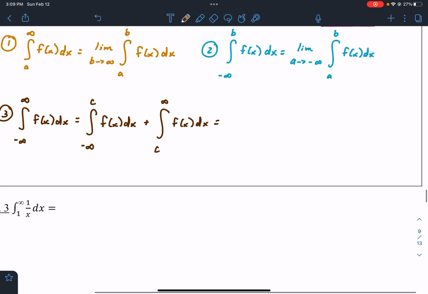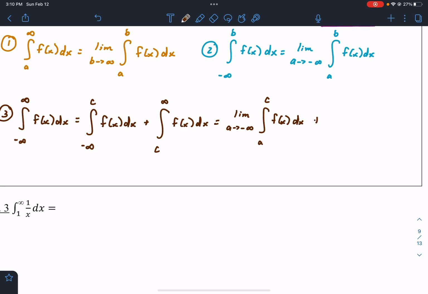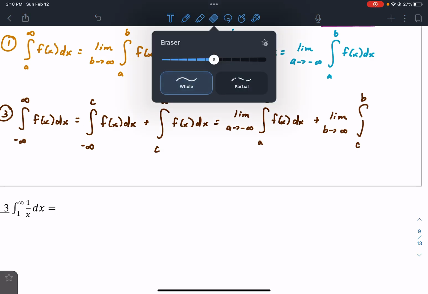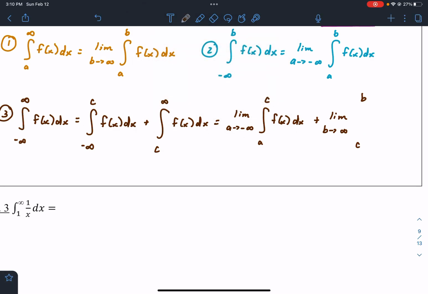So once we break it up into 2, then we want to actually do 2 limits. So the limit as a approaches negative infinity from a to c of f of x dx, and then we're going to add the limit as b goes to infinity, and then we're going to integrate from c to b of f of x dx.